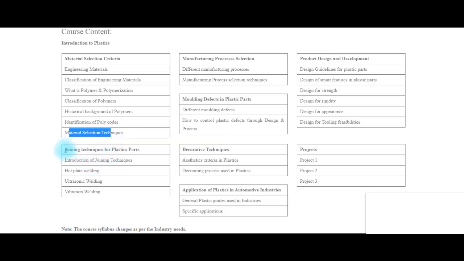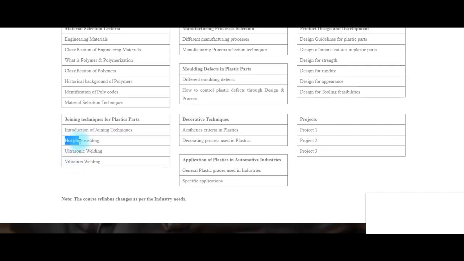Next is joining techniques for plastic parts. When we have to join two parts together, for plastic parts also there are lots of joining processes. First is hot plate welding. Hot plate welding means two parts of plastic are heated by one hot plate and they are stuck together by this welding process. Second is ultrasonic welding.